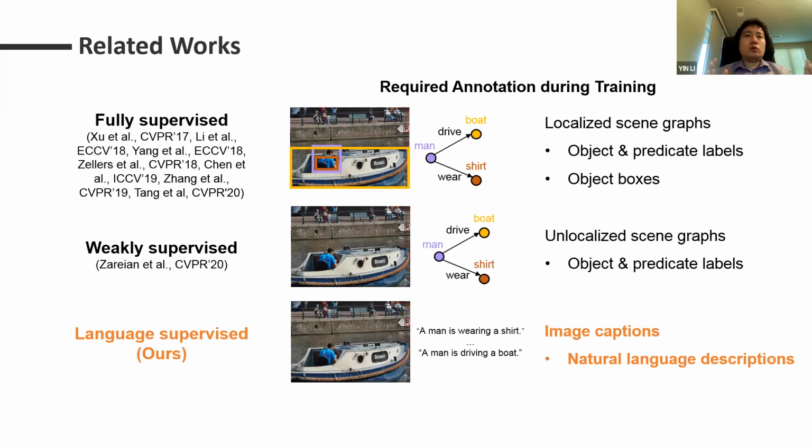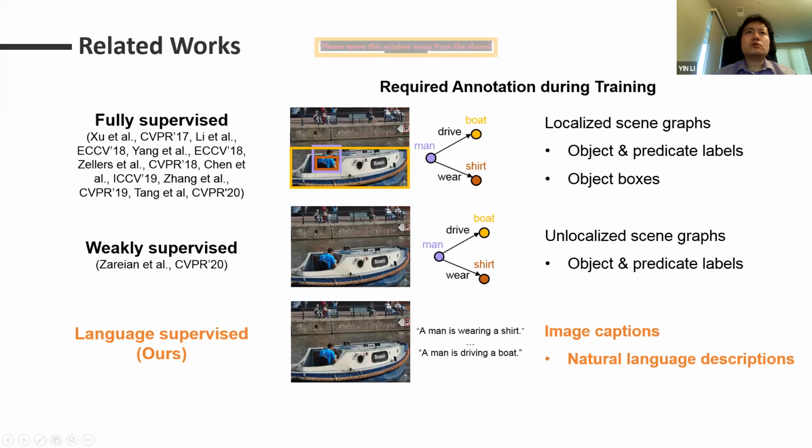So here's what we propose to do. We propose this language-supervised setting. In training, we only have access to the image and its text description, so we have the image and the image captions.